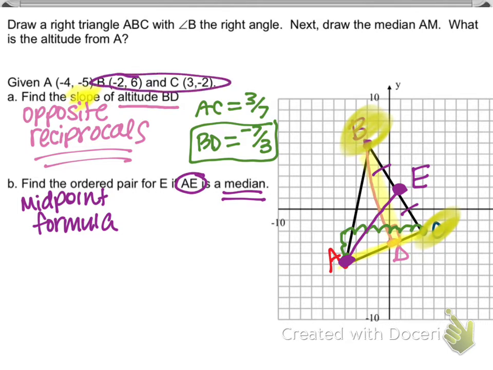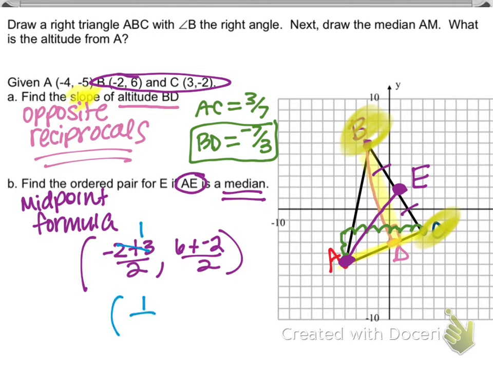So all I'm looking at is those points of B and C right now. I'm going to have negative 2 plus 3 divided by 2. That's adding the x's together and dividing by 2. It's like getting the average. And then 6 plus negative 2 over 2. That's adding the y's together and dividing by 2. Okay, so I'm just going to work that out. Negative 2 plus 3 is 1, so that would just be 1/2. And then 6 plus negative 2 is 4, divided by 2 is 2.